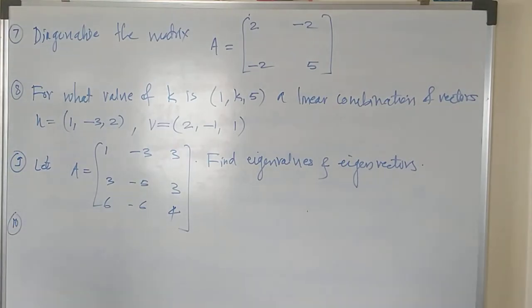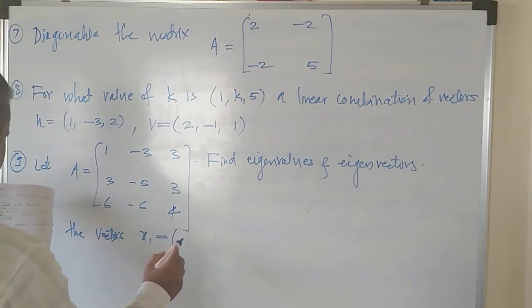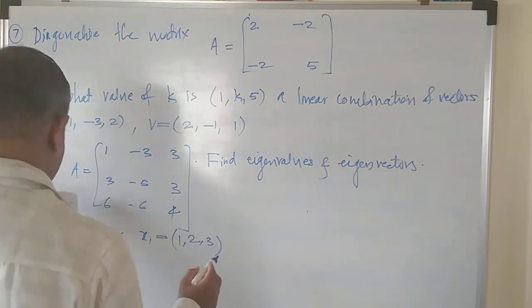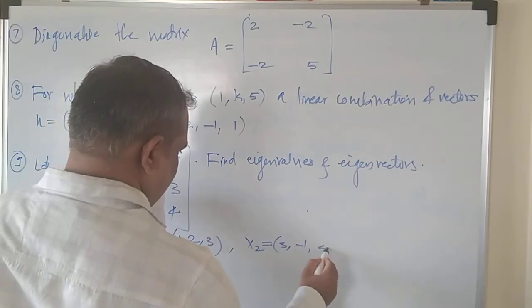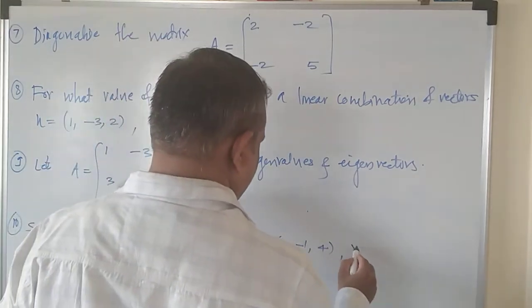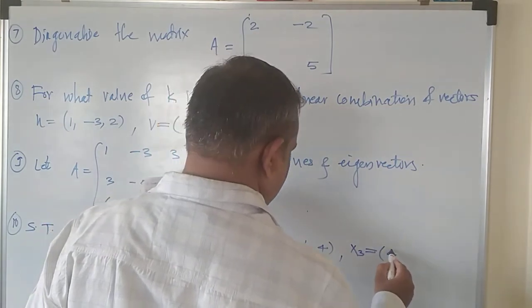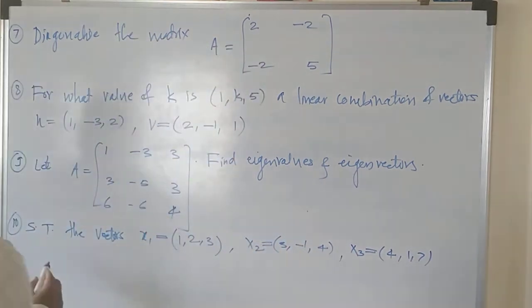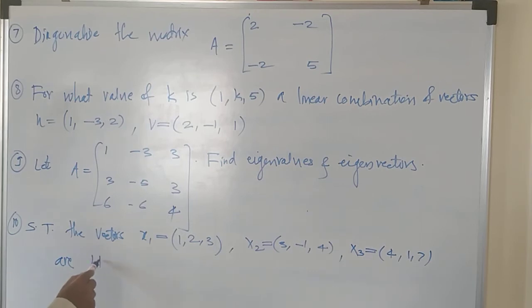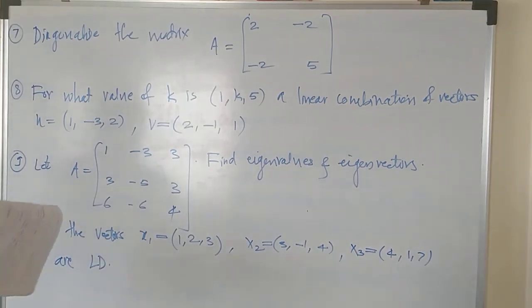Next, problem 10. Show that the vectors x1 equals 1 2 3, x2 equals 3 minus 1 and 4, and x3 equals 4 1 7 are linearly dependent. LD, that is linearly dependent.